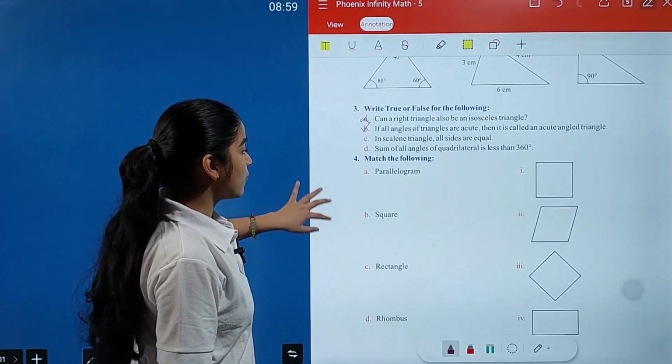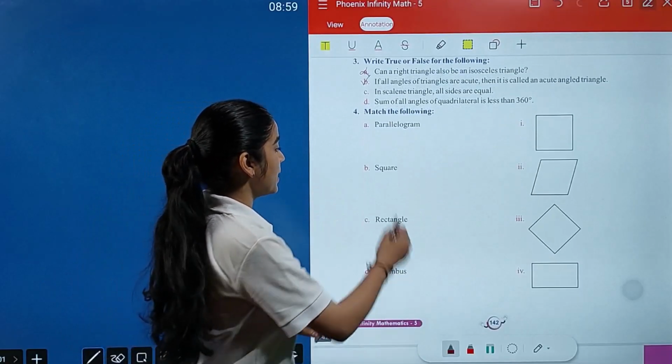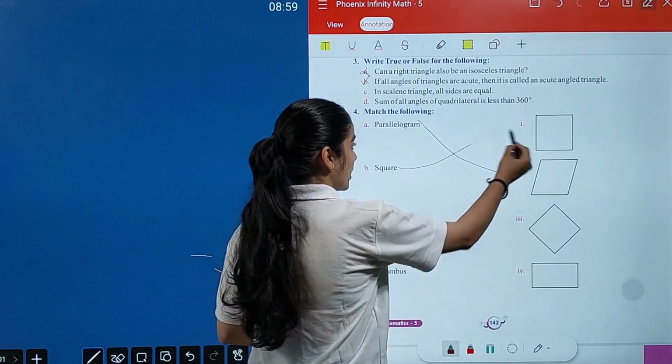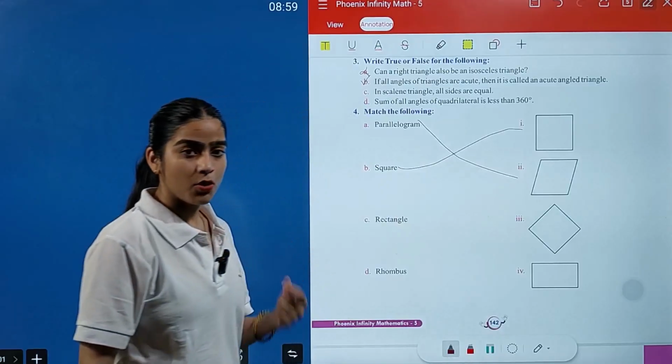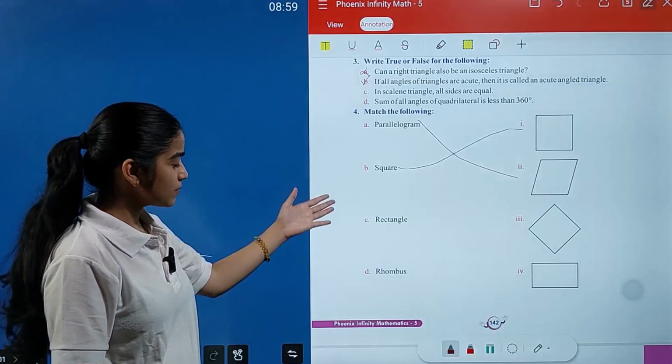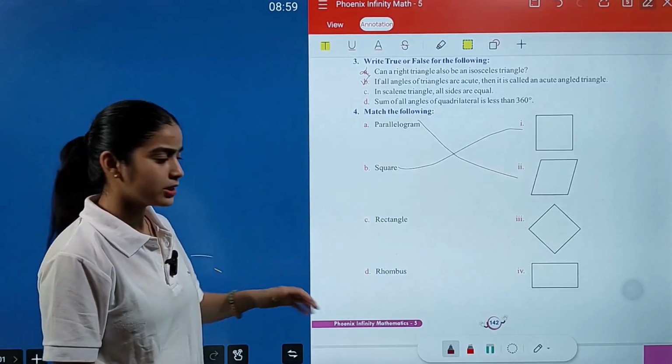Now match the following. Where we have a parallelogram, you can say that it is a parallelogram. This is a square. You have to keep in your mind the properties you learned about the quadrilaterals in your previous section. Then this part is very easy for you and you can easily solve it.